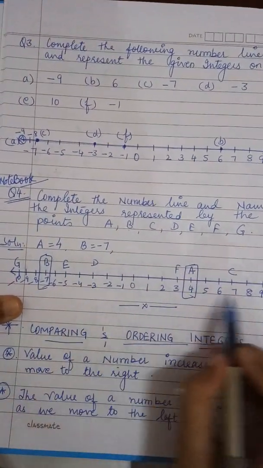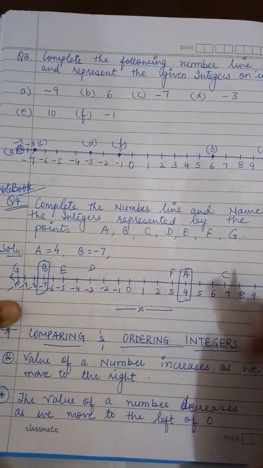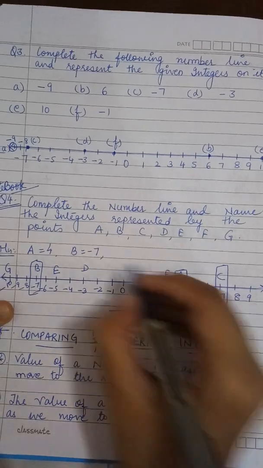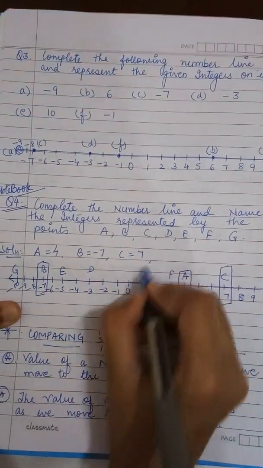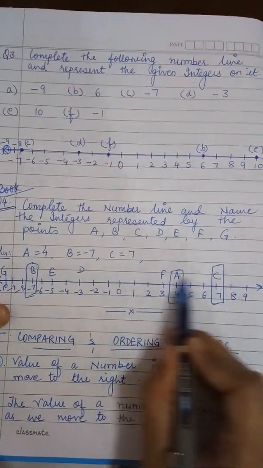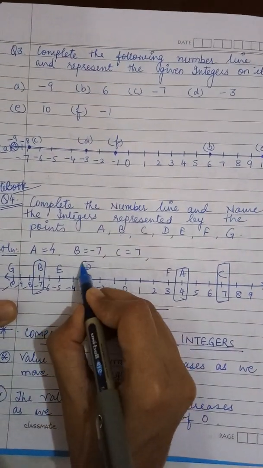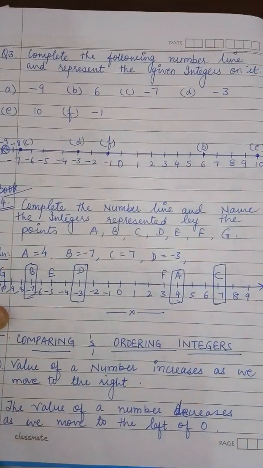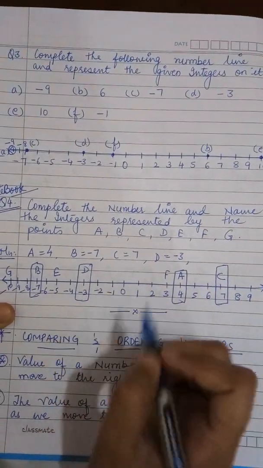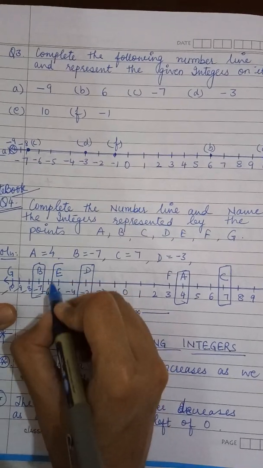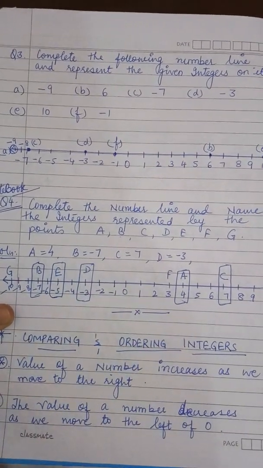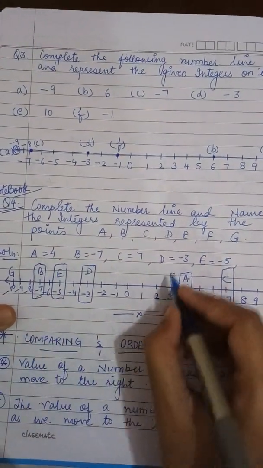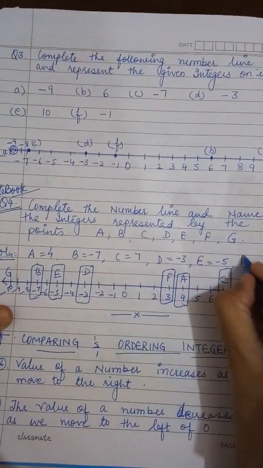Next, C. What is C? Which integer is C representing? 7. So I am going to write C as 7. Next is D. Now let us see the letter D. D is here. What is it representing? Minus 3. So I am going to write D is equal to minus 3. Next, E. After D what will come? E. And E is representing what? Minus 5. So I am going to write E is equal to minus 5. And next is F. F is here, which is representing 3.